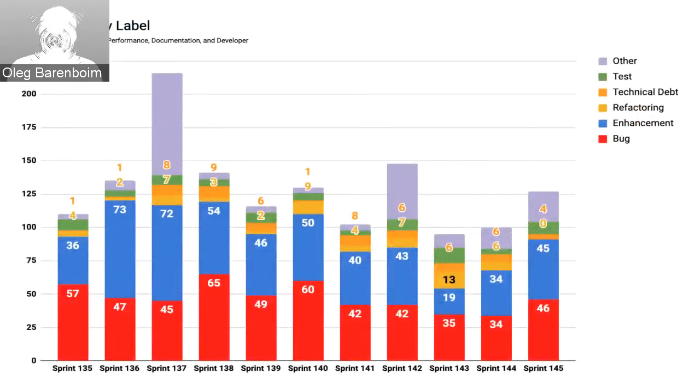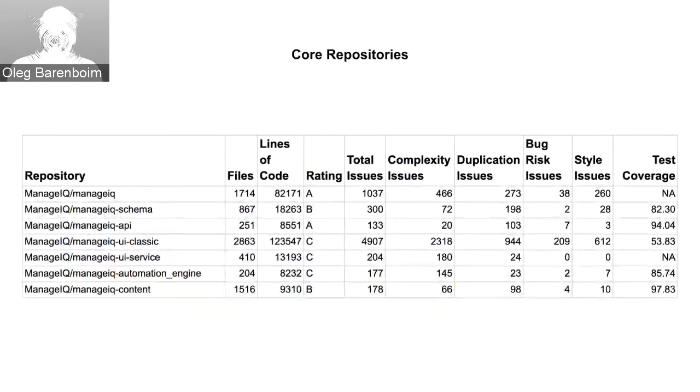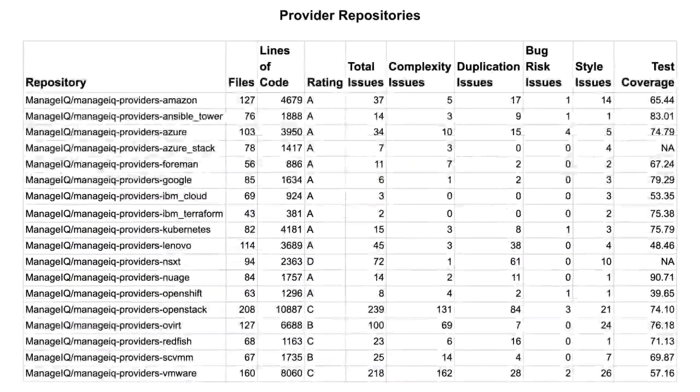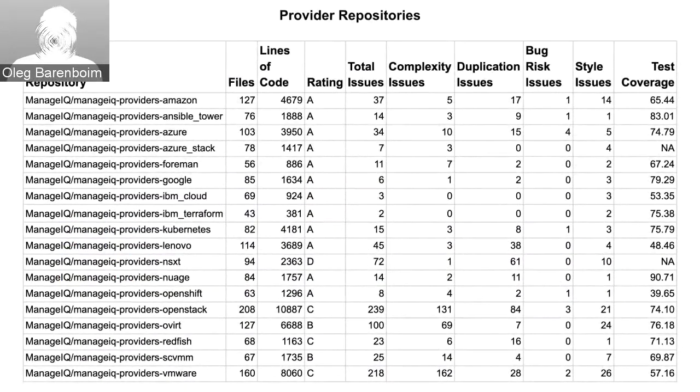In terms of the split of the PRs, it's still a 50-50 split, roughly, between bugs and enhancements. And the code health, here's the update for Sprint 145. And with that, I will turn it over to Harpreet.